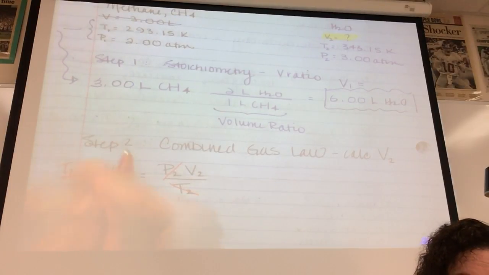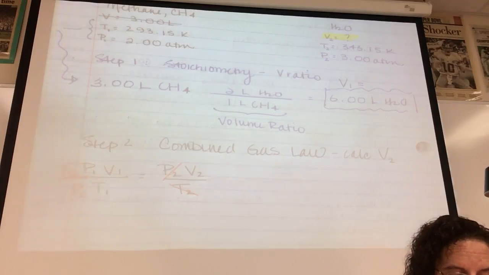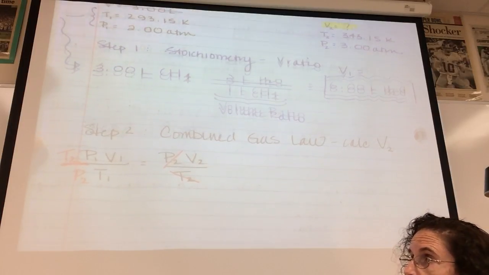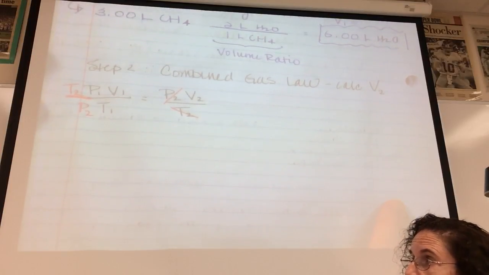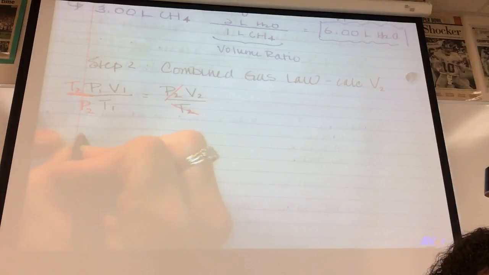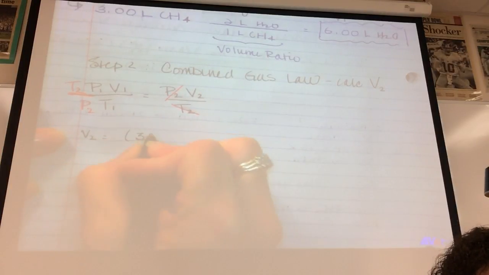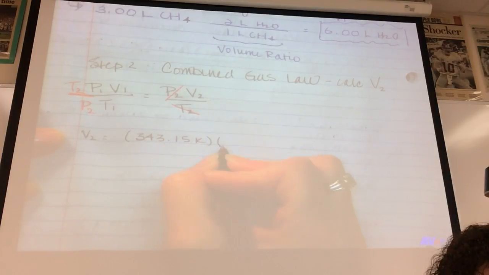And some of you are struggling with variable manipulation. This is an Algebra 1 concept. So if you need more help with it, I'd be happy to help you. But it's not the chemistry, it's the math. So V2 is equal to T2, and now you have everything labeled, so it should all fall into place.